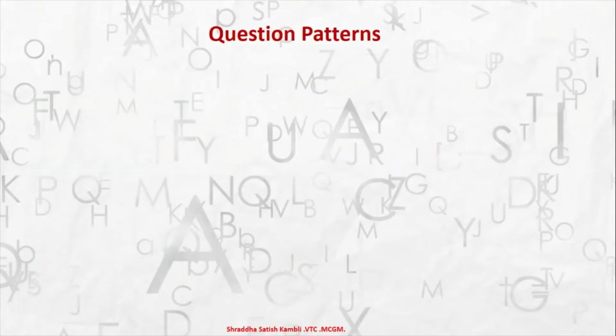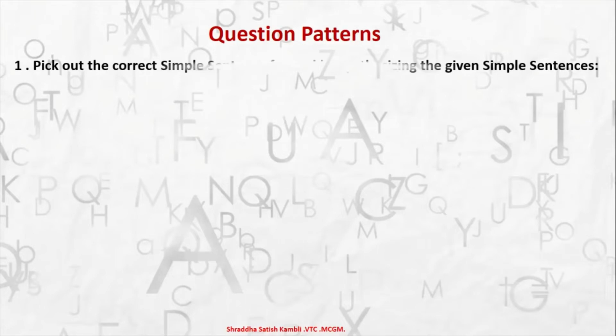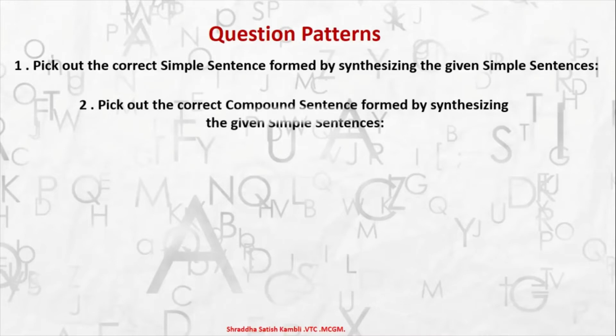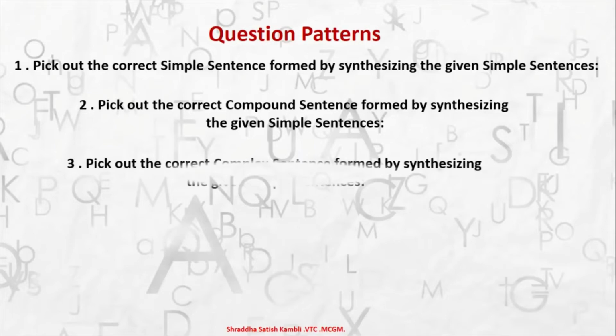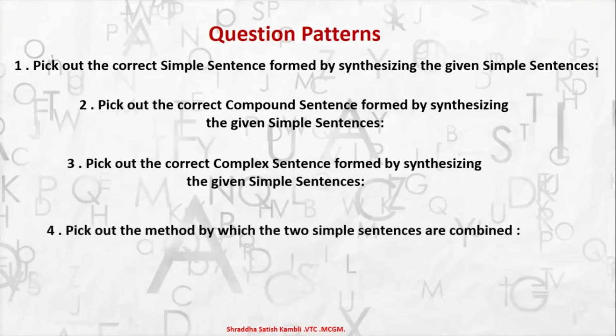Okay, now let's take a look at the question patterns once again. So pattern 1 is pick out the correct simple sentence formed by synthesizing the given simple sentences. Pattern 2 is pick out the correct compound sentence formed by synthesizing the given simple sentences. Pattern 3 is pick out the correct complex sentence formed by synthesizing the given simple sentences. Then in the fourth pattern, you slightly change the pattern and you say, pick out the method by which the two simple sentences are combined. So you have to choose which is the method that they have used in order to combine them. And finally, you have to do as directed. So whatever the individual question tells you, you have to try and solve it as per the demand of the question.